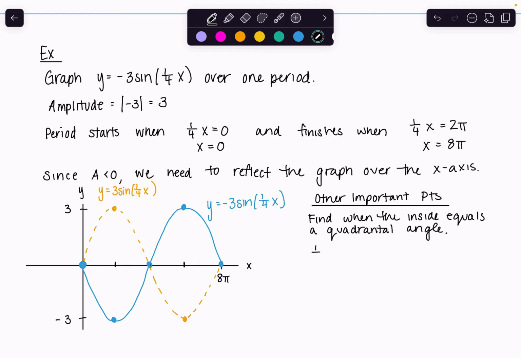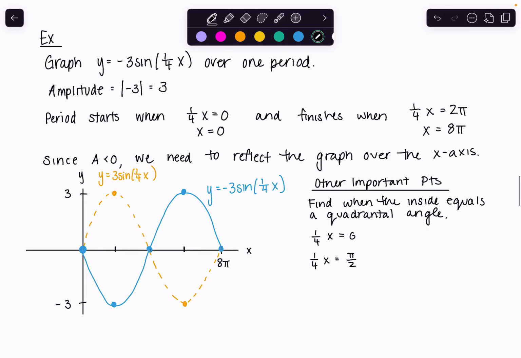So I'm going to set the inside equal to 0, then pi/2, then pi, then 3 pi/2, and then finally 2 pi. And again, realistically, you can just go ahead and do this to start with, and then you know when your period starts and your period ends. It's the first and last key value.